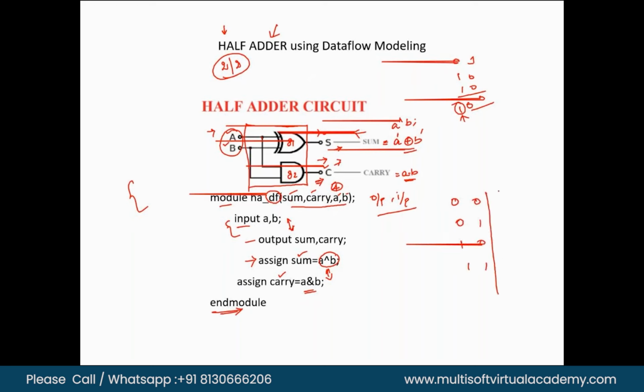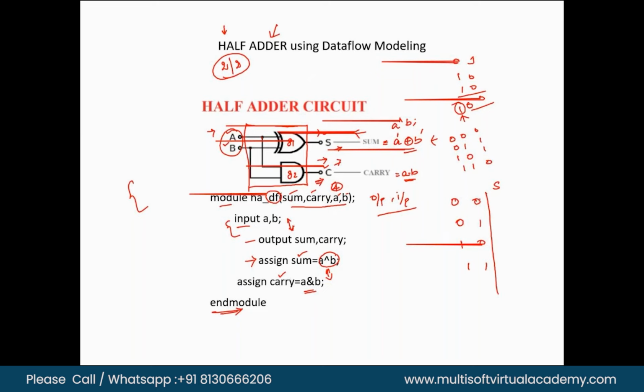So what will be the sum for this condition when it is 0, 0? For the XOR gate, when all the inputs are low, the output is 0. When one of the inputs is high, you will be having 1. For the remaining conditions, it will be 0. This is for the XOR gate.